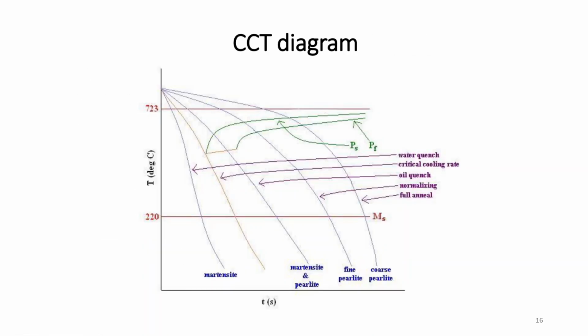And Ms is the martensite start temperature, 220 degrees Celsius. If you don't touch the nose of this CCT diagram, then when you enter this 220 degrees Celsius, below this it will start forming martensite. So it will be a temperature dependent process.